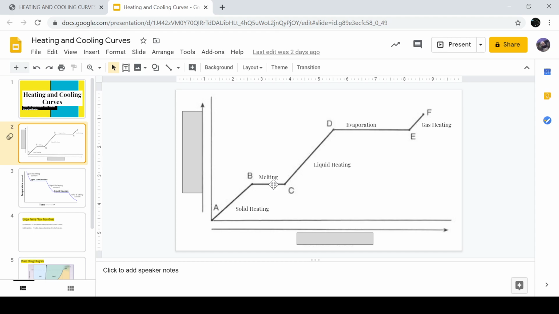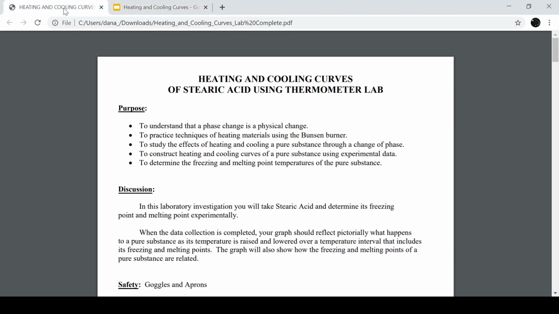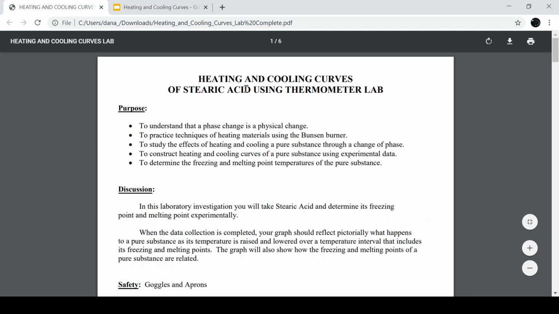So that's what we're going to be doing here. We're going to actually be testing the hypothesis that when you heat or cool something, while it's going through the phase change, its temperature is going to stay the same. And what we're going to be doing that with is a heating and cooling curve lab.